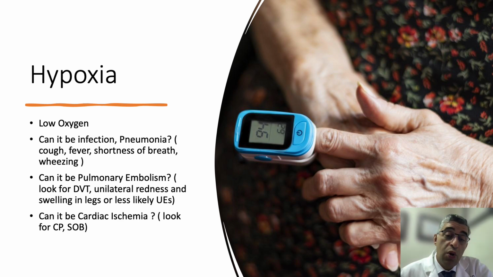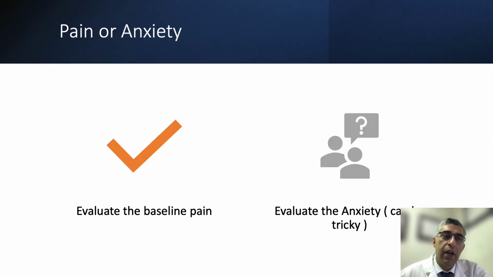Can it be due to heart attack? Is it cardiac ischemia? That's so important. Is the patient, at the same time with hypoxia and elevated heart rate, complaining to you of shortness of breath and chest pain? Then you think you have a heart attack. You need to do your assessment and send the patient appropriately to acute care.